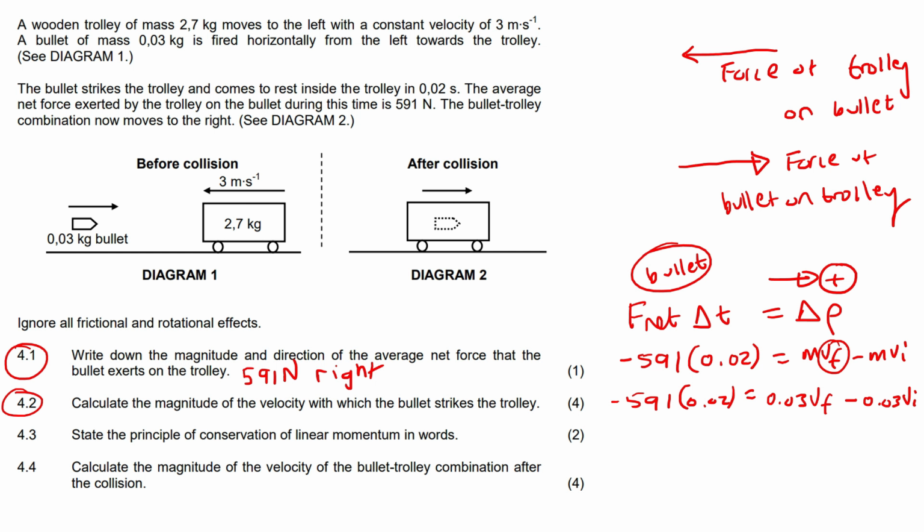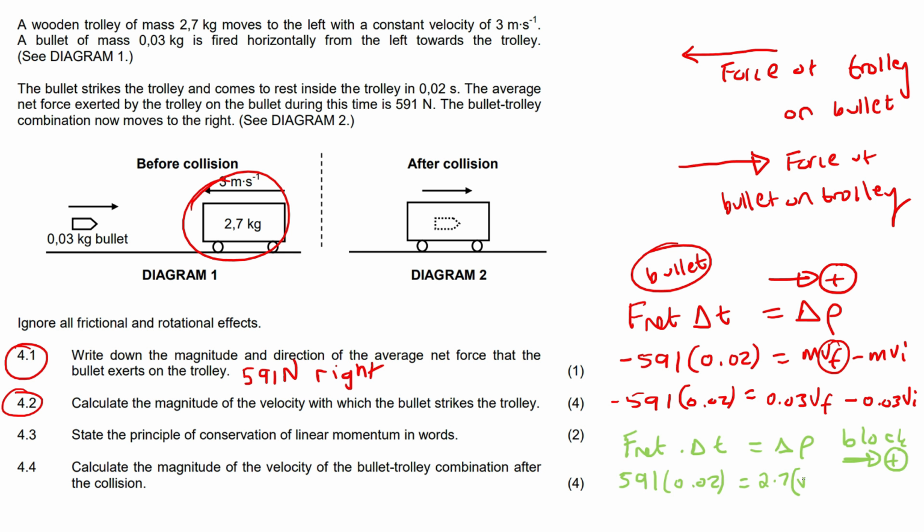So what I think we could maybe do is we can go and use the same formula on the block. So let's use Fnet delta t equals delta p on the block. Now you can choose right as positive again, you can choose left as positive, it doesn't really matter. I'm going to choose to the right again. Okay, so what was the force? Now because this is for the block, the net force is what force was exerted on the block. And we know that was this one over here. It was 591 to the right. So because we chose right as positive, we can leave it as a positive. The time is 0.02. The mass is 2.7.